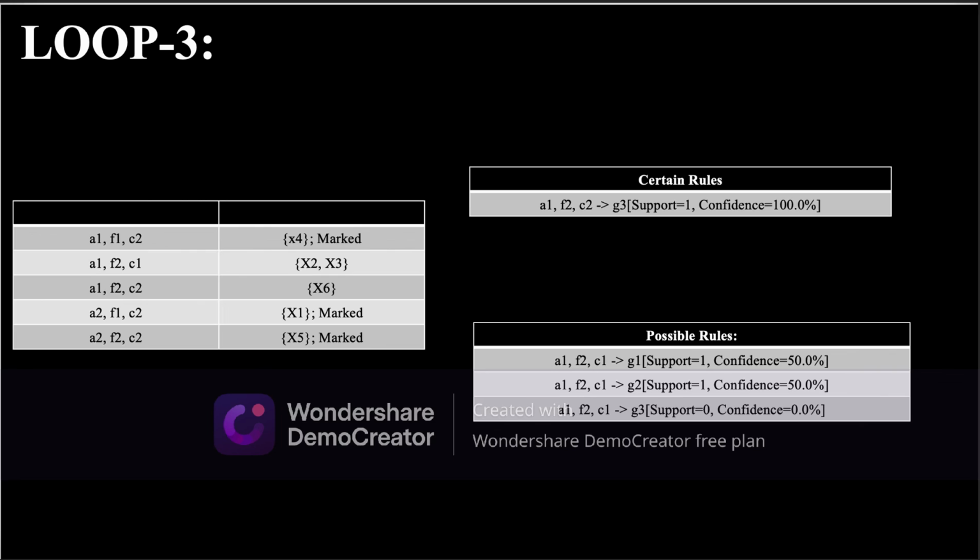In loop 3, as we can see, the intersection of A1, F1 and C2 is X4, which is already marked in loop 2. Hence, we are left with two sets A1 F2 C1 and A1 F2 C2, and certain rules and possible rules have been formulated as follows. We stop at loop 3 because there are no attributes left to be described in terms of G.